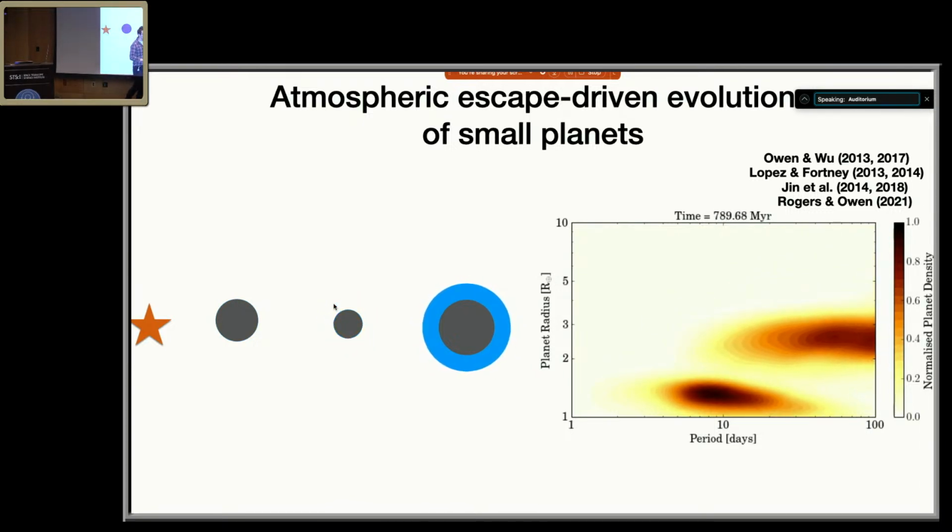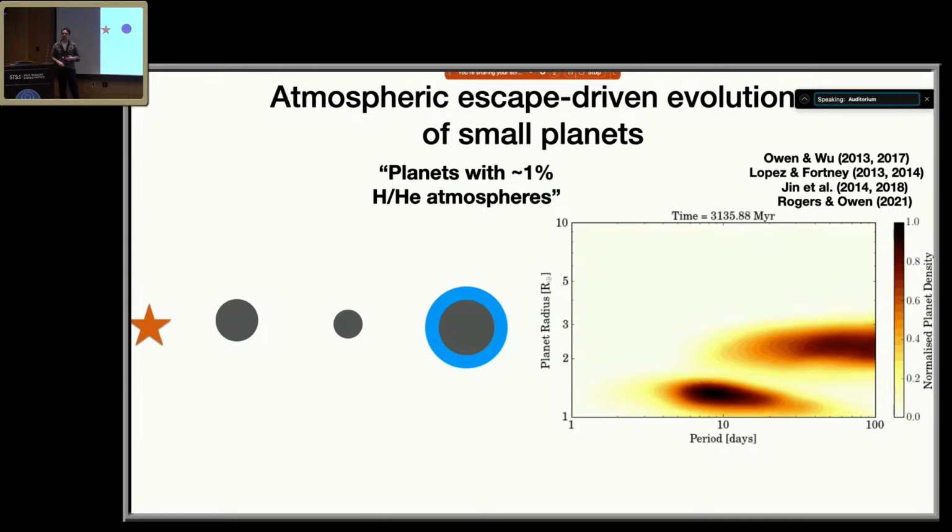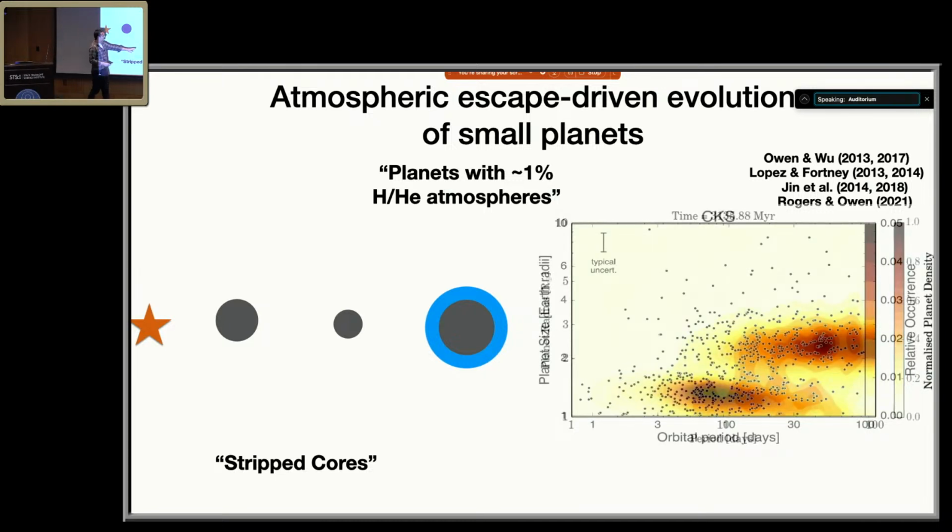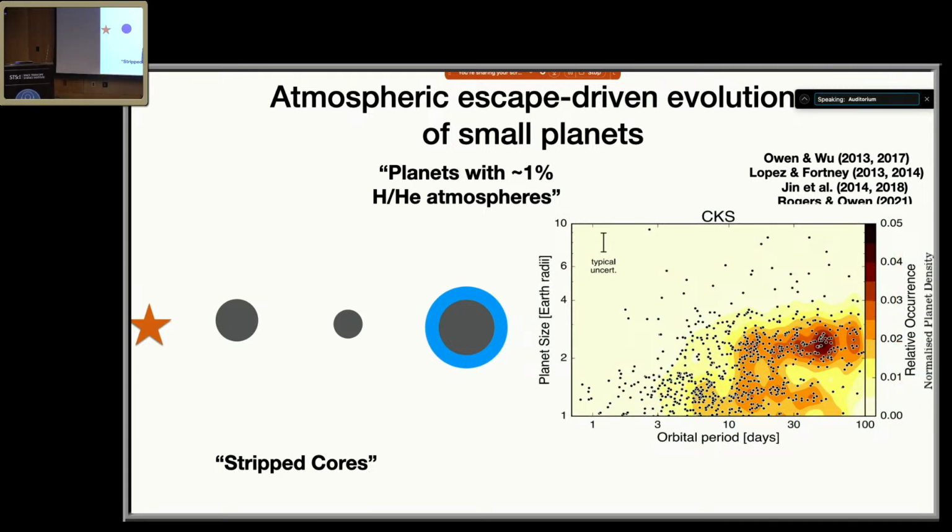But planets with large cores, strong gravities, that are far enough away from their star are able to hold on to their atmosphere. And what started off as an initial singular population evolves over the first tens to 100 million years of the star's lifetime into two populations of distinct planets. So you have planets with about 1% of their mass in a hydrogen-helium atmosphere, and you have planets that have been completely stripped. And this population looks remarkably like the observed exoplanet population, where we do see these two distinct populations.